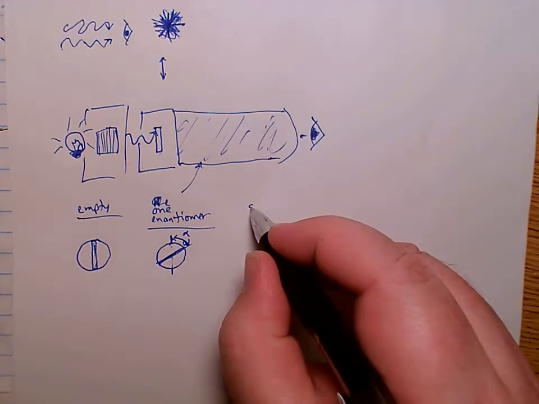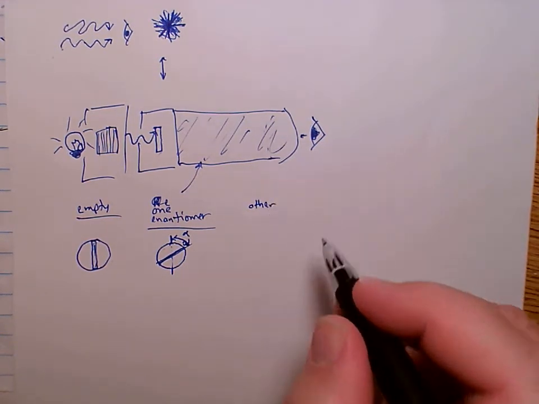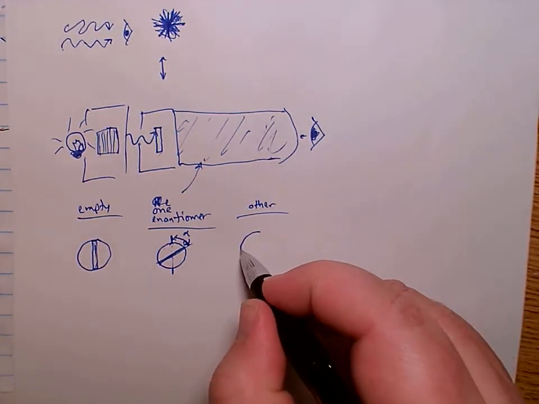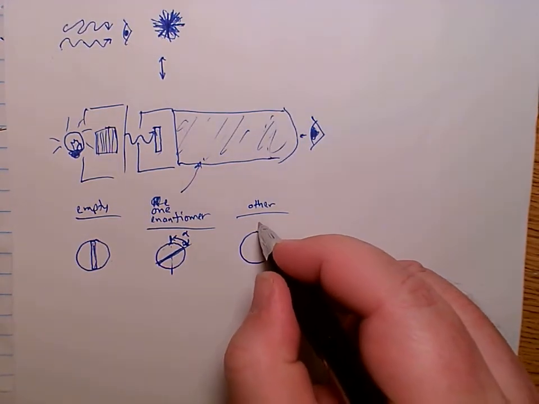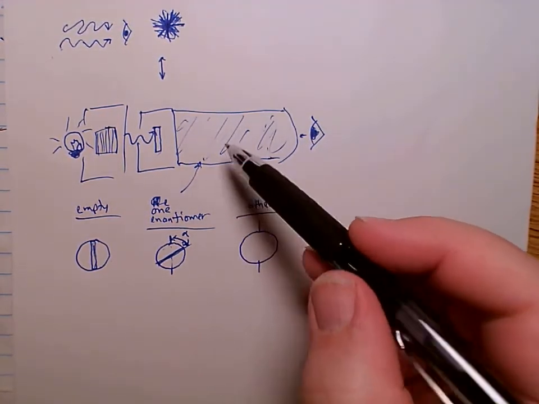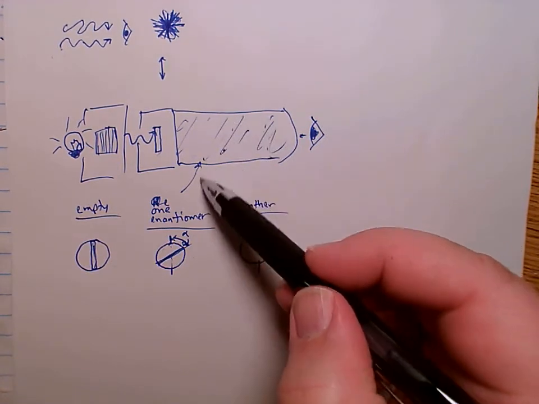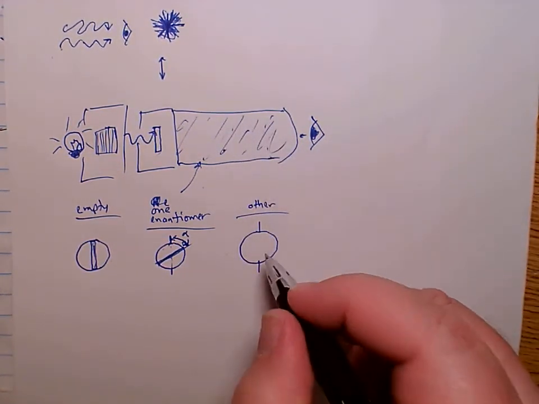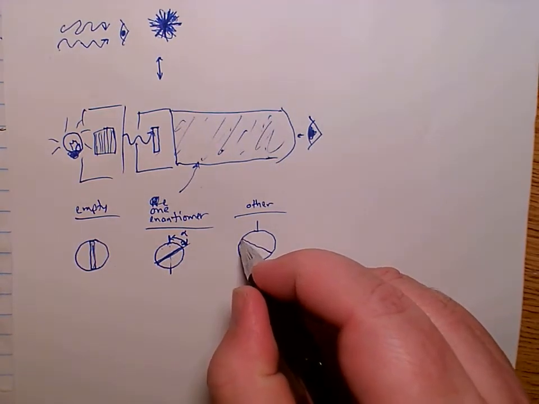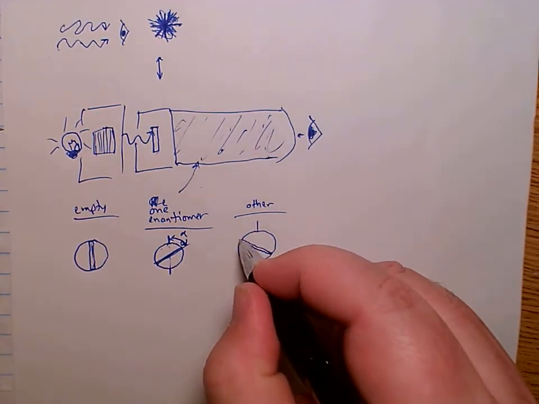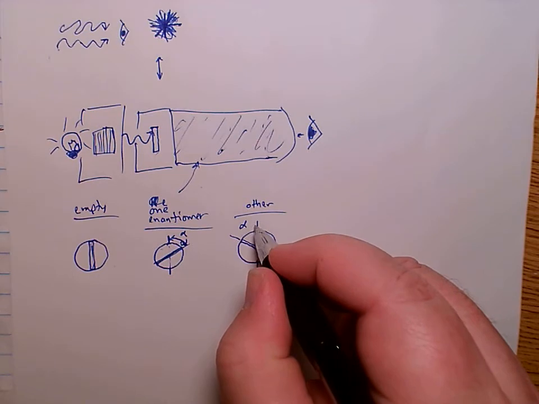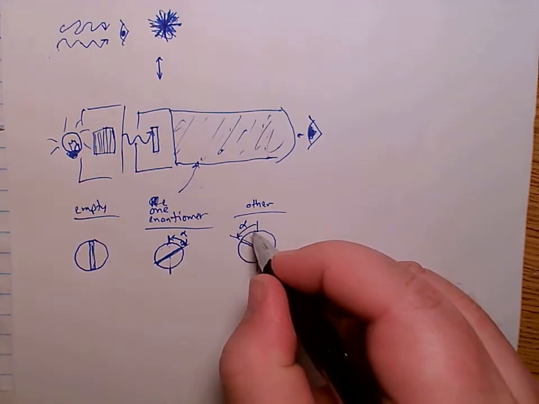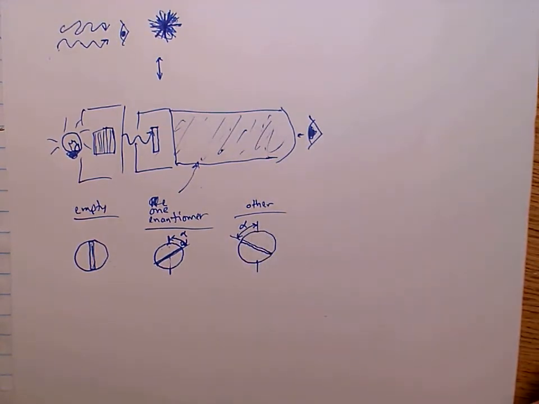What happens if you put in the other enantiomer? Note, you take out the first enantiomer, empty the tube, then put in a solution that only has the other enantiomer in it. The beam gets rotated by the same angle alpha, but in the opposite direction.